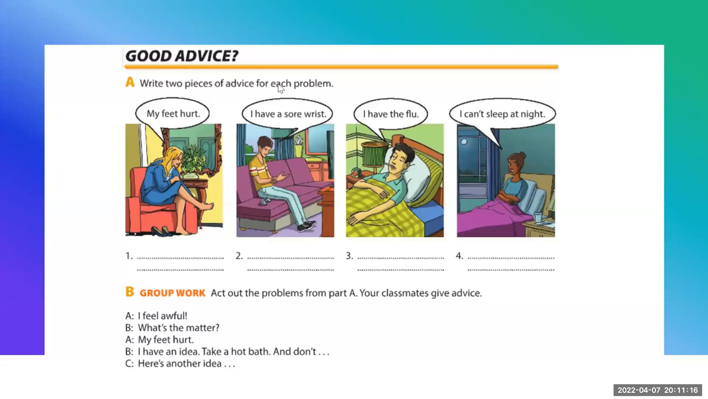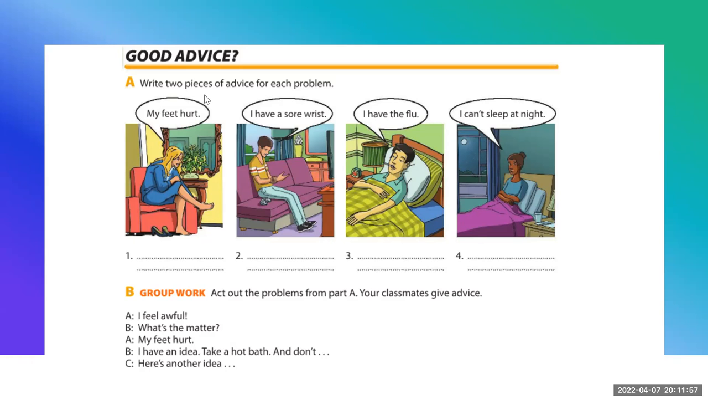Lo que tienen que hacer es trabajar en la diapositiva que les voy a mostrar ahorita. En esta diapositiva tienen que trabajar. La idea es que pongan dos consejos para cada uno de estos problemas, pueden ser más, no importa. En el chat, no sé si alcanzaron a ver que estaban 4 consejos para el primer caso. Tenemos 4 problemas acá. 1, my feet hurt. Number 2, I have a sore wrist. Number 3, I have the flu. And number 4, I can't sleep at night.